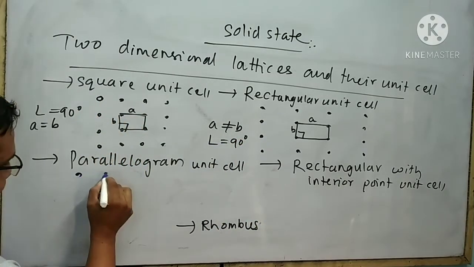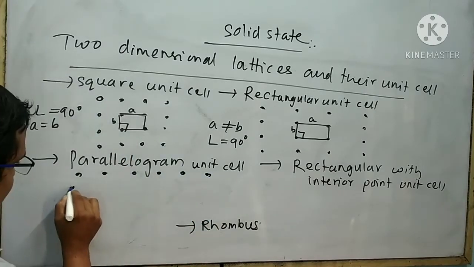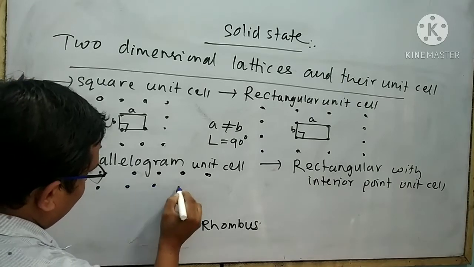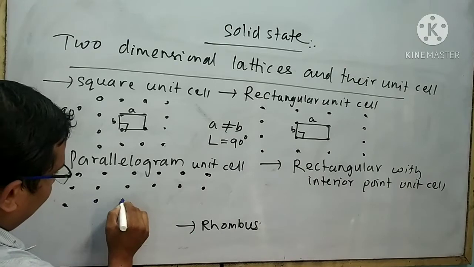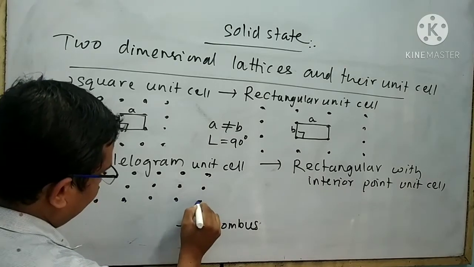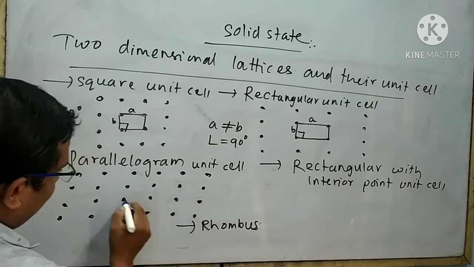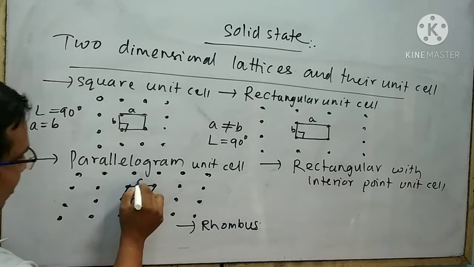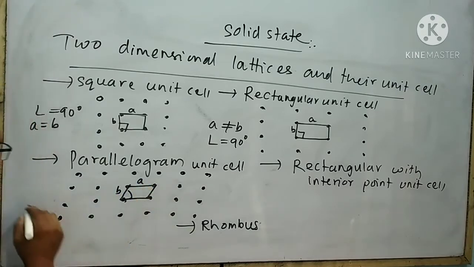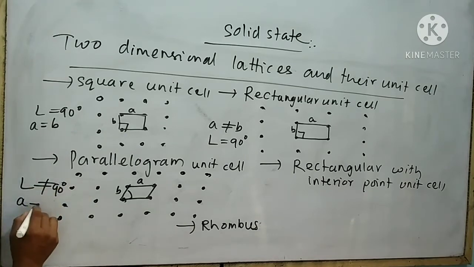If the constituent particles are present like this, then they can form the parallelogram unit cell. Look at that, this is your parallelogram. Suppose this is your A, this is your B, this is the angle. Here L not equal to 90 degrees, A not equal to B.